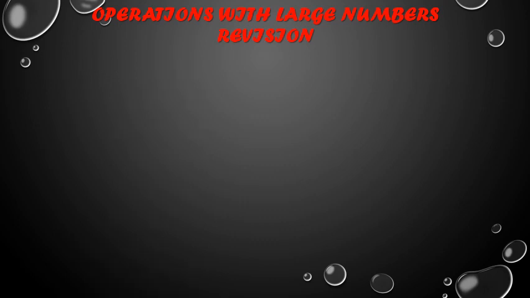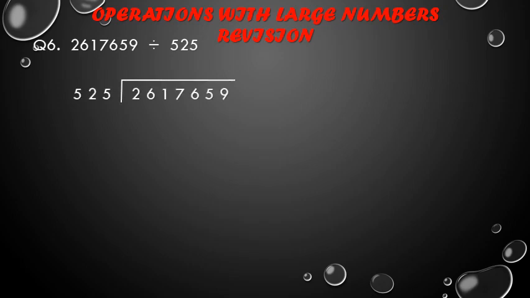Now children, let's come to the next question. Here we are going to divide 2617659 by 525. So let us see how we do this division. Our divisor is 525 and our dividend is 26,17,659. So let's begin the division. Children, as we can see, there are 3 digits in the divisor. So first we will take 3 digits in the dividend also. But the number formed by the first 3 digits is 261, which is less than 525. So we have to take 4 digits in the dividend.